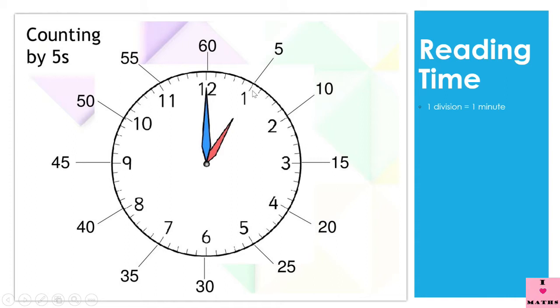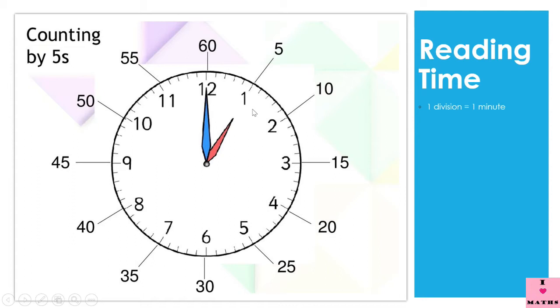So children, as I was telling you earlier also, number 1 shows that if the minute hand is on number 1, 5 minutes have passed. If the minute hand is on number 2, then 10 minutes have passed. If the minute hand reaches number 3, then 15 minutes have passed. So this is the table of 5. 5 ones are 5, 5 twos are 10, 5 threes are 15, 5 fours are 20, 5 fives are 25, 5 sixes are 30, 5 sevens are 35, 5 eights are 40, 5 nines are 45, 5 tens are 50, and 5 elevens are 55, and 5 twelves are 60.